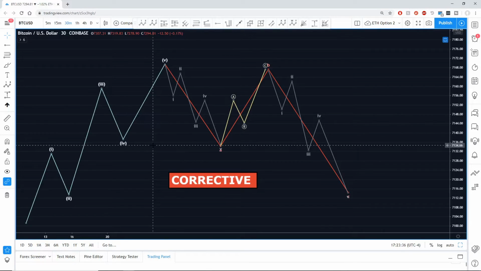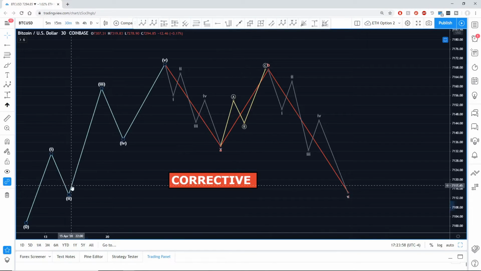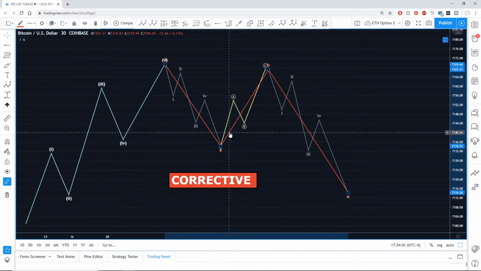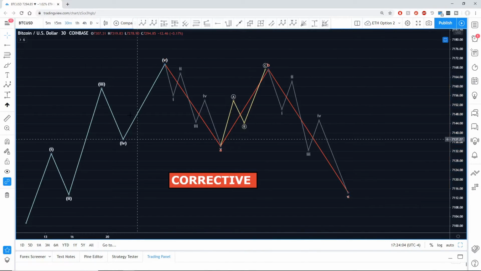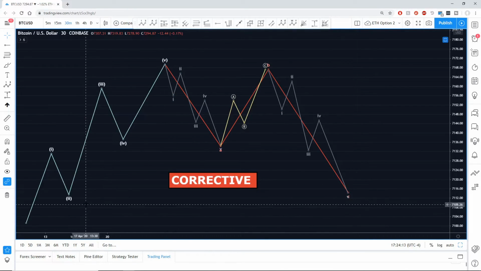And on the other side, reactionary waves or corrective waves are against the direction of the trend on a degree 1 higher. So this blue 1, 2, 3, 4, 5 and this red ABC are in the same overall degree as this is the 1 and this is the 2. Our corrective wave goes against the direction of the overall trend 1 degree higher.